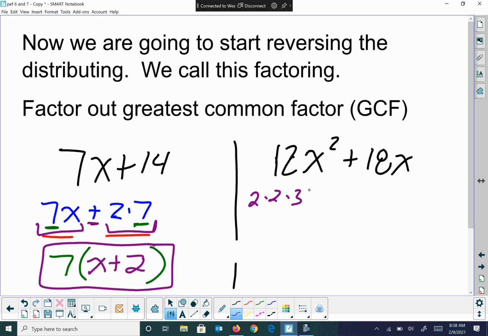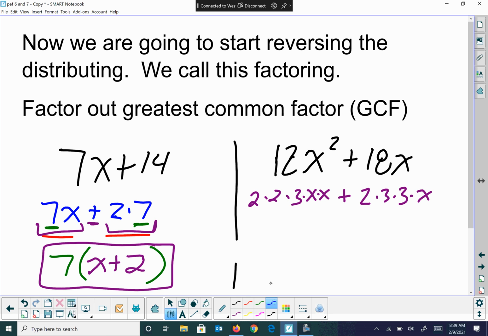And then I have x squared, so I'm going to write x squared as x times x. Okay? Does everyone feel comfortable that 2 times 2 times 3 times x times x is 12x squared? Any part of that doesn't make sense? Now I'm going to go to the 18. 18 I know is 2 times 9. I know that 9 is 3 times 3. And then I have an x. I guess I could put a dot in between those two like that. So that's this problem broken down.